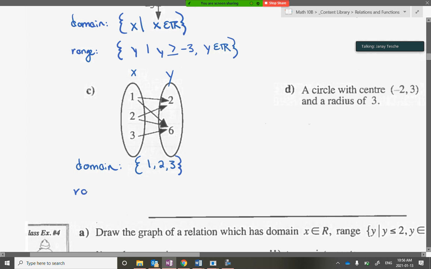Our range is 2 and 6. For discrete data, you can write it like that, or you could put in the X values such that they're 1, 2, and 3. Both are accepted for discrete data.